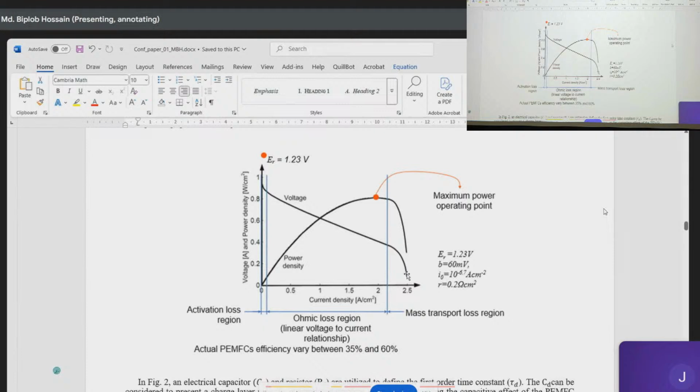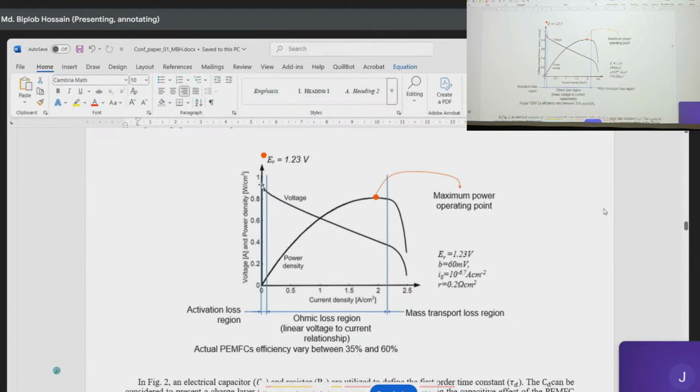There is another region. This is a high current density region, and in this region there is another voltage drop. This is the mass transport overpotential drop, or concentration drop. Here we can see. So this is also nonlinear because of its mathematical nature. From this mathematical nature we can see.